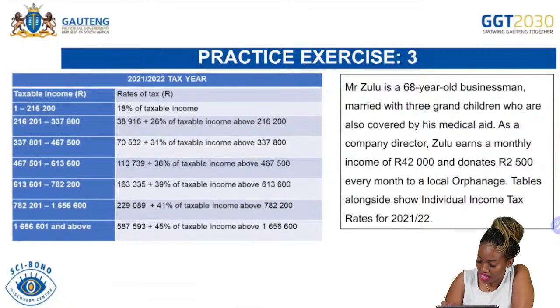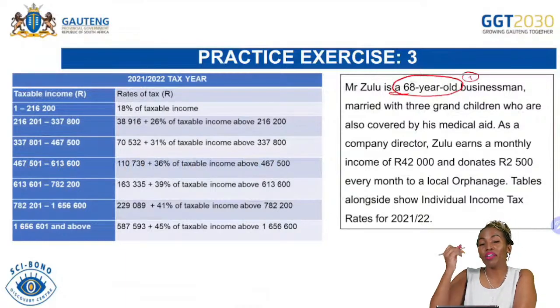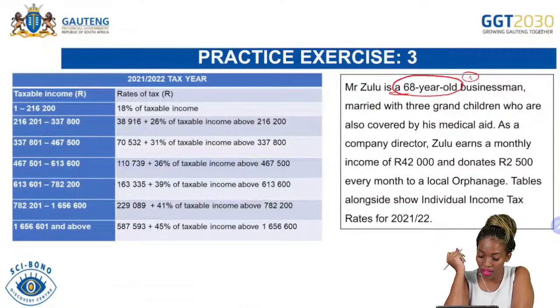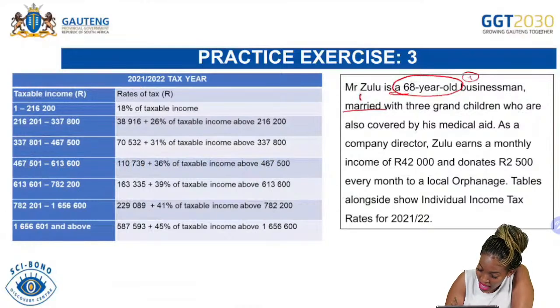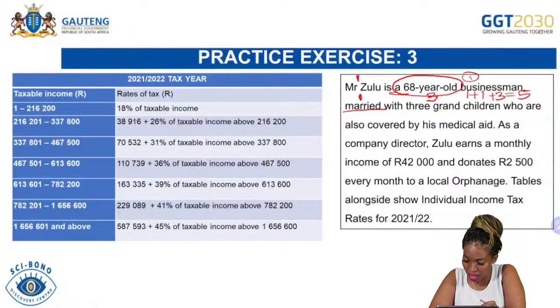So number 1, the first information that you highlight in the exam is the age. This person is 68 years old, meaning in terms of the rebates, he qualifies for both primary and secondary rebate. Then he is married, which means there is a spouse, and there are 3 grandchildren. Remember, he is also a person, so for medical aid, how many people are there? It is 1 plus 1 plus 3. So for medical aid, we'll be calculating medical tax credits for 5 people.